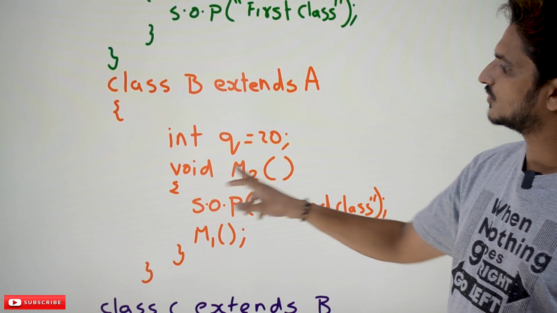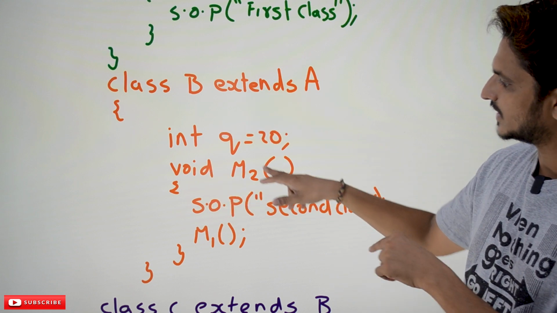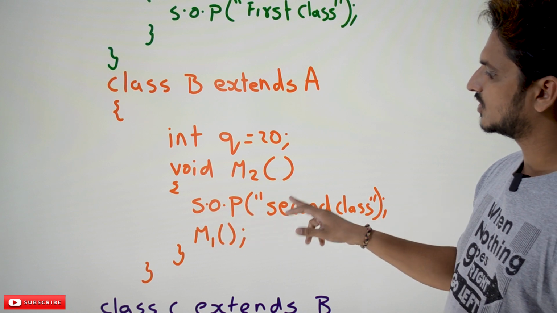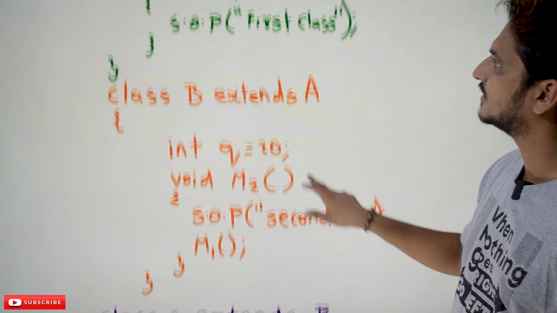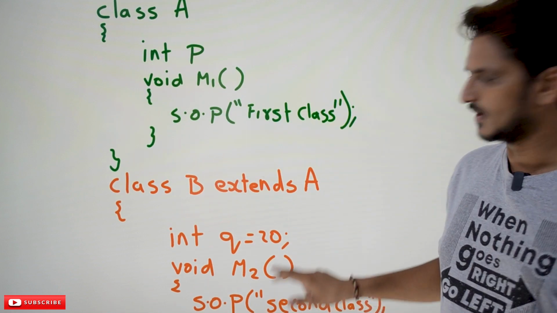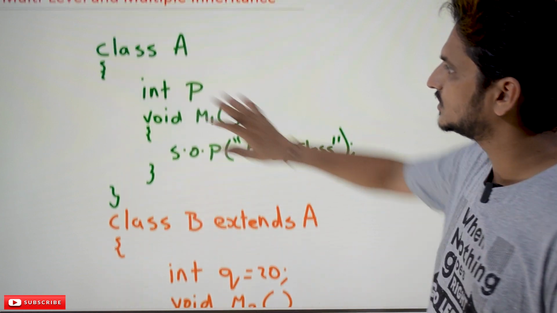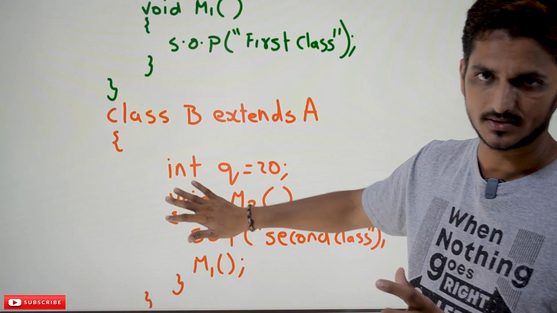Int q is equal to 20. Here we have one more instance variable and a method called M2. In this we have a display statement, System.out.println, and we are using the method present in class A, the M1 method. Now this is one level of inheritance. This is what we call the superclass, and this is the subclass.